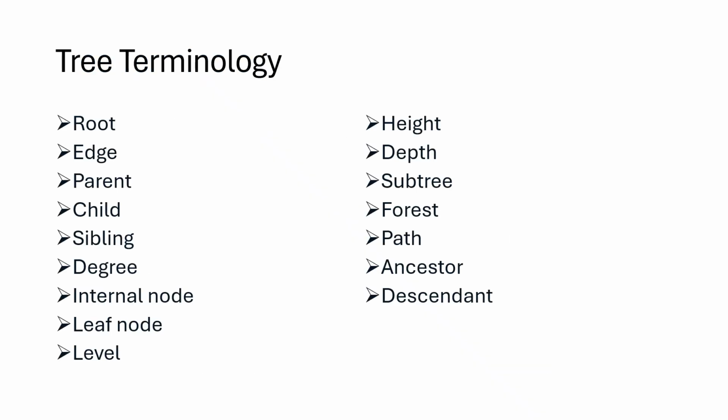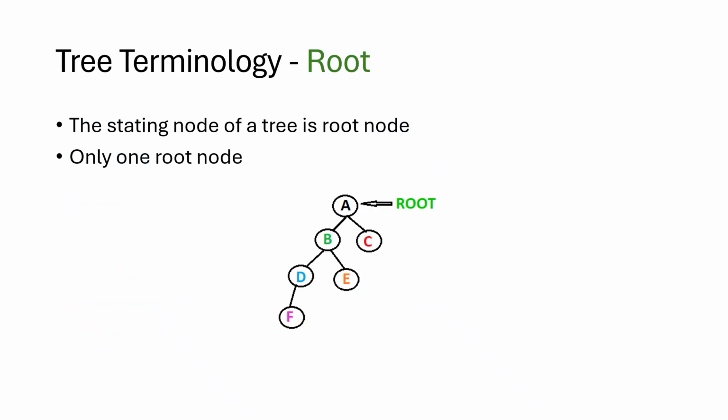Before going into the concepts of trees, we should know the terminologies we are going to use. These are the different terminologies in trees, and we will see them one by one. The root is the starting node of a tree. Only one root node will be available in a tree. In this example, A is the root node.